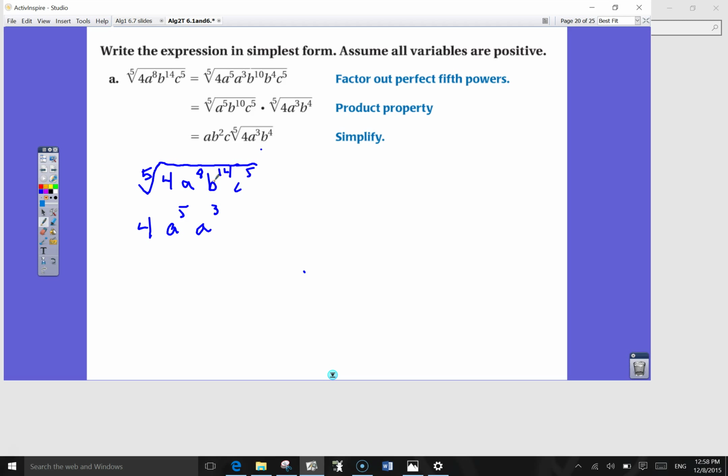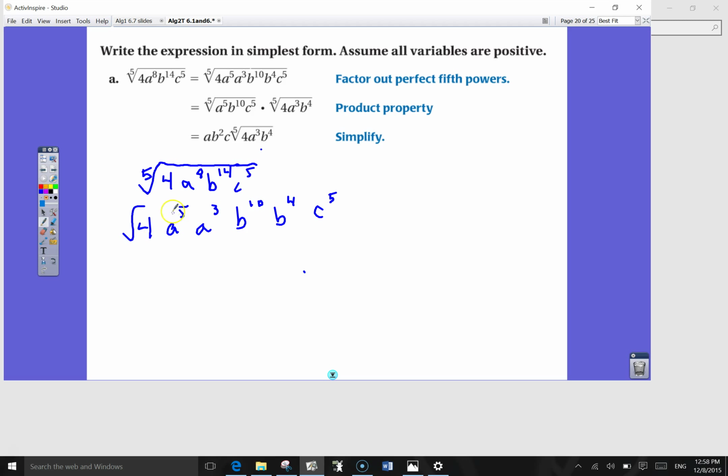Okay, b to the 14th. 14 divided by 5 doesn't go evenly. What's the greatest multiple of 5 less than 14? The answer is 10. So this will be b to the 10th, b to the 4th. Okay, now c. The 5th root of c to the 5th, actually that's going to go, so I don't need to split that up. So I've broken up everything that needs to be broken up.